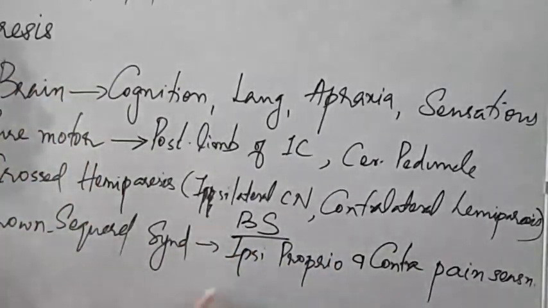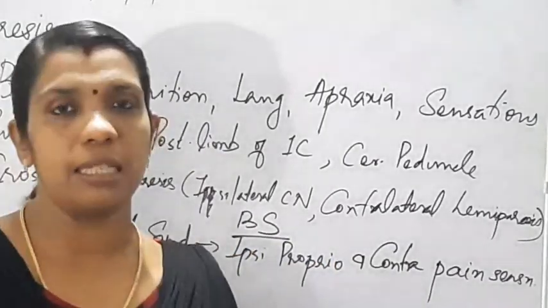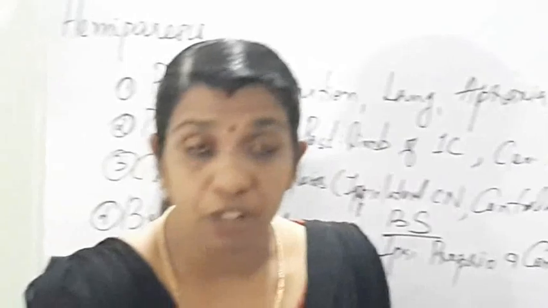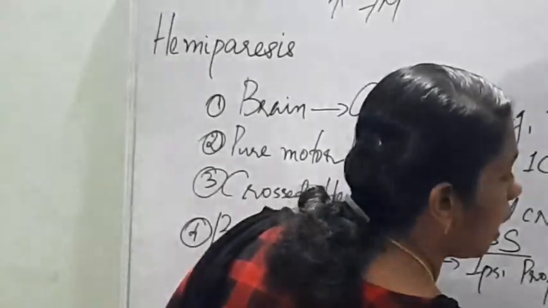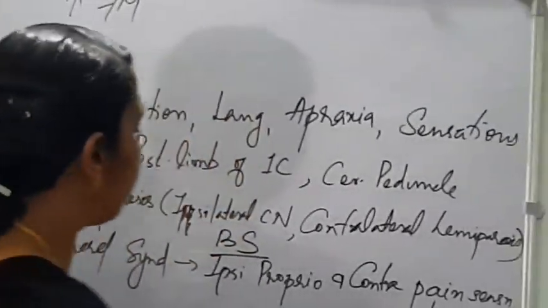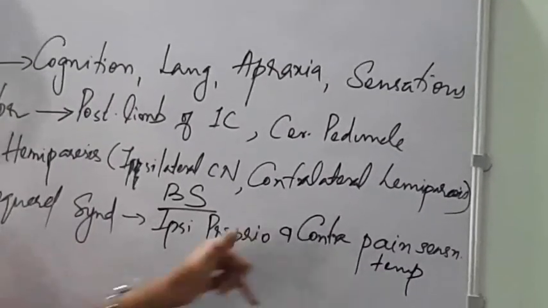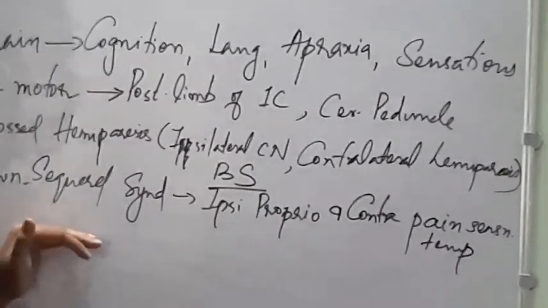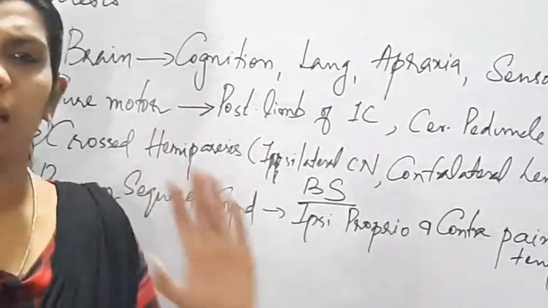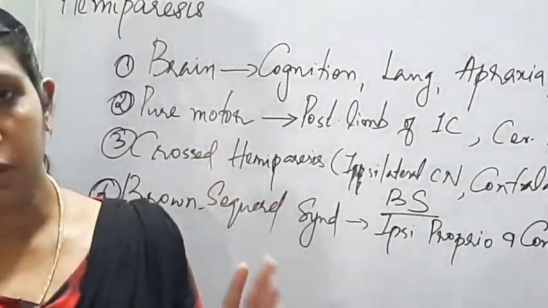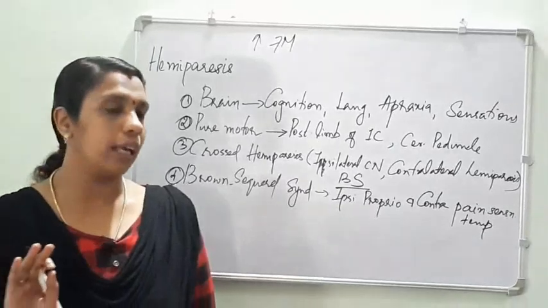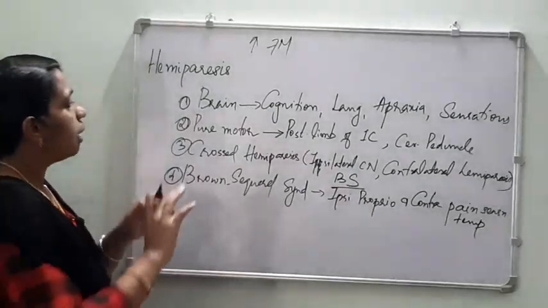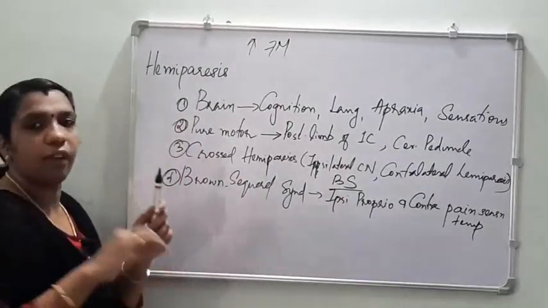Ipsilateral proprioception and contralateral defect in pain sensation, and along with pain there will be a defect in temperature also. So contralateral pain and temperature and ipsilateral proprioception. This is known as Brown-Séquard syndrome. You understand? There is no doubt. If you are having any doubts, you can ask me through the comment box. Okay. So these are the most important varieties of hemiparesis.